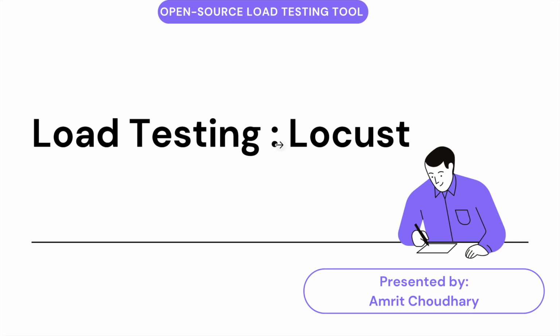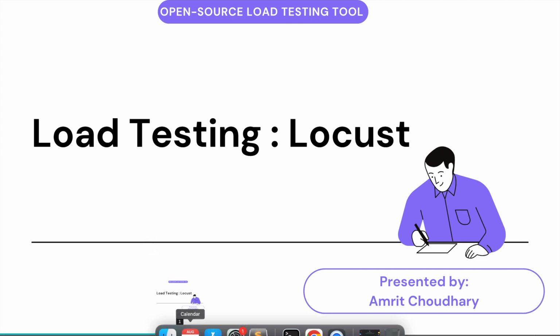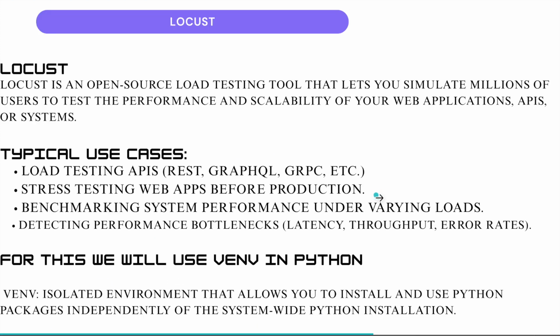Earlier there was a tool called JMeter, but nowadays we have Locust, which is a wonderful tool and it's a Python based tool. So let's explore what it can do. First of all, Locust is again an open source tool just like JMeter, which allows us to simulate millions of users to test the performance of the website and also to test how scalable your application or APIs, you can say, or maybe systems also are.